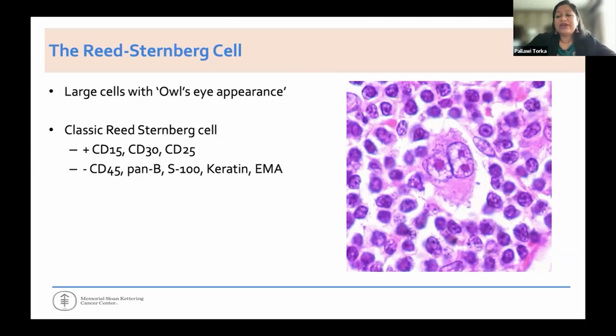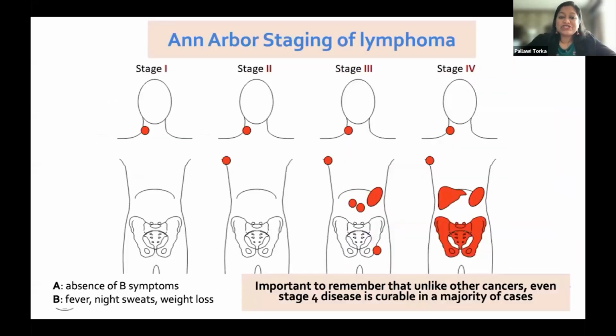There is a rare variant called syncytial type of Hodgkin lymphoma where you do see a lot more Reed-Sternberg cells, but that's pretty rare. So classification, again, you are no stranger to this slide, stage 1, 2, 3, 4. I just always counsel patients and trainees that Hodgkin lymphoma, like other lymphomas, is highly curative even in stage 4 disease.